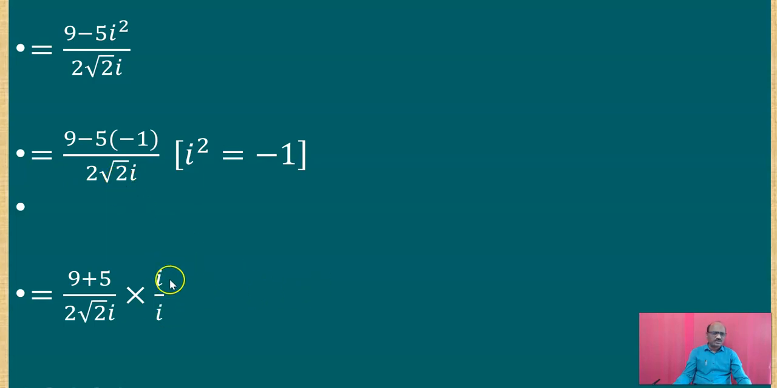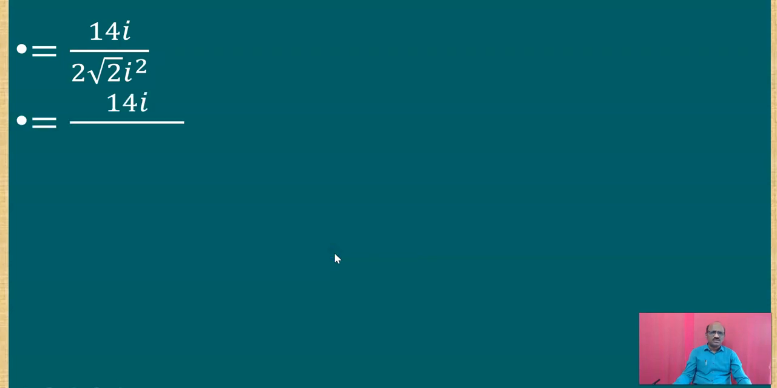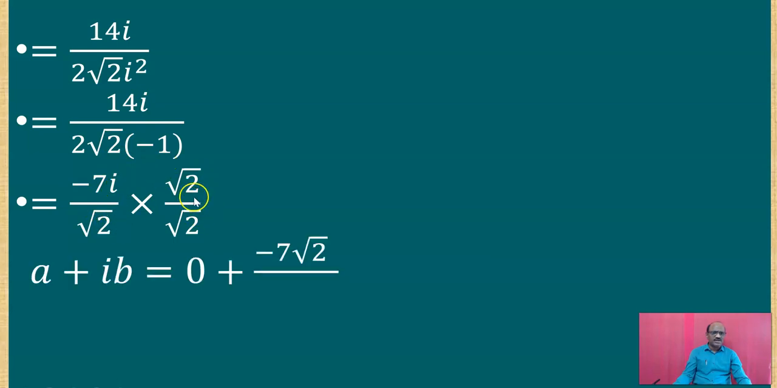Again multiply numerator and denominator by i. Then here you will get 14i upon 2 root 2 into i square. i square is minus 1. 14i upon 2 root 2 in bracket minus 1. And if you simplify it, then you will get minus 7i upon root 2. Multiply and divide by root 2. Then this root 2 will become 2. That is minus 7 root 2i upon 2. Therefore, a plus ib is equal to 0 plus minus 7 root 2i upon 2.